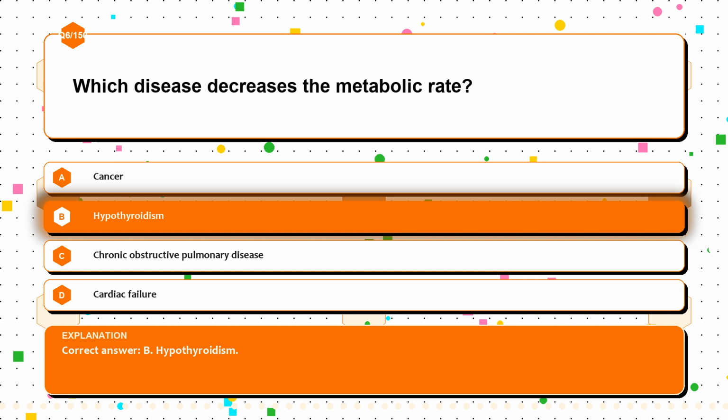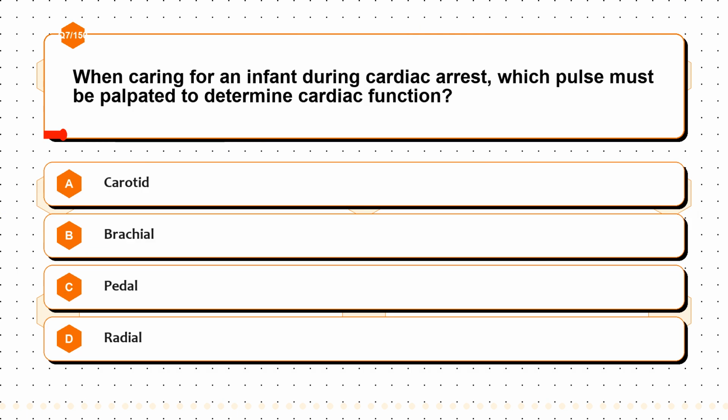Question 7. When caring for an infant during cardiac arrest, which pulse must be palpated to determine cardiac function? Here are the options. Option A. Carotid. Option B. Brachial. Option C. Pedal. Option D. Radial.